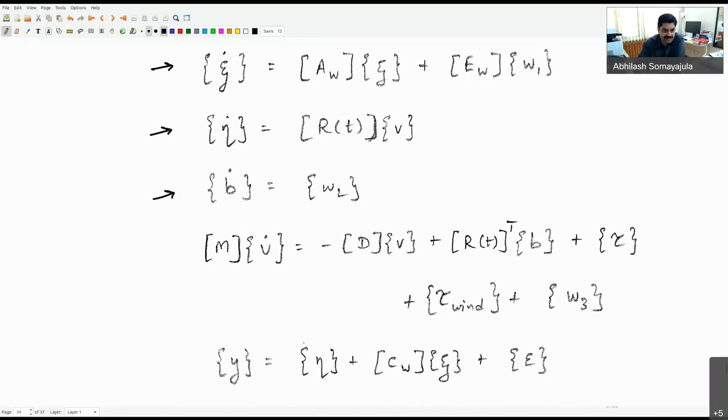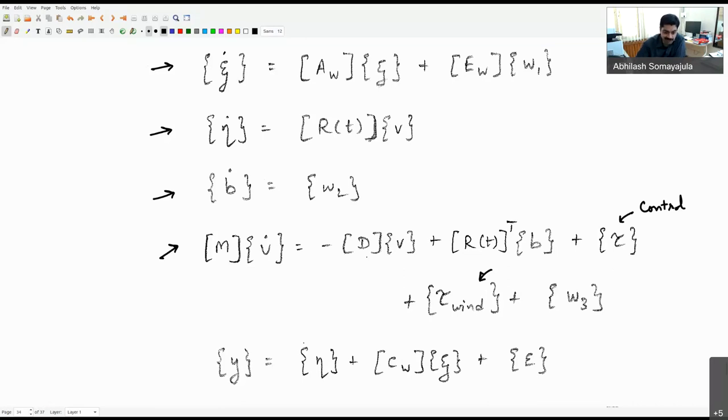We are assuming that the unmodeled dynamics of the system come as a random walk process, where we are integrating some white noise in order to get an estimate of that. And then the dynamics of the vessel, M V dot, is minus D times V, plus some rotation matrix times this bias term, plus the environmental forces coming from wind, wave, and currents, and then the control inputs. Right? This is what we get as the dynamics of the vessel.